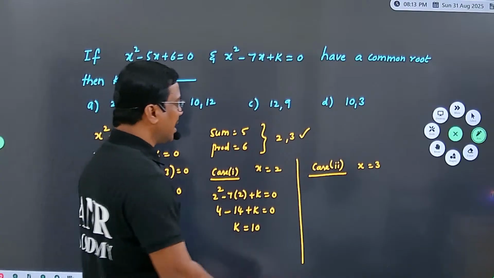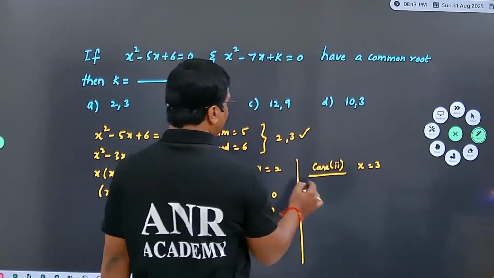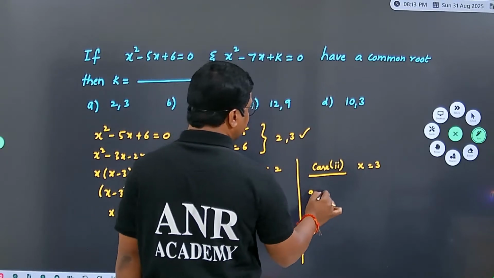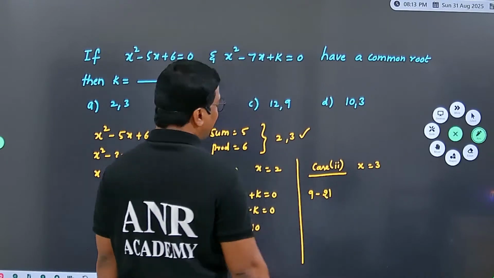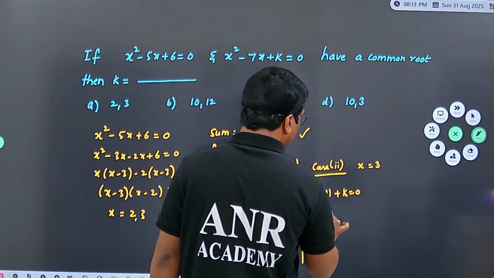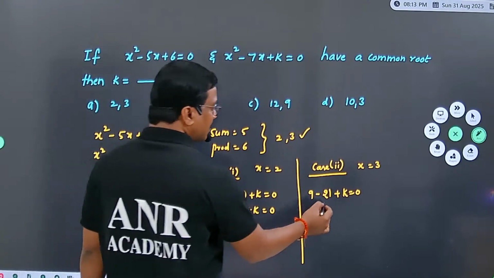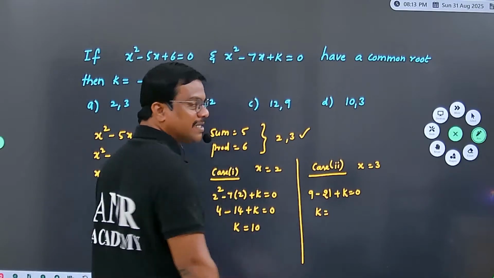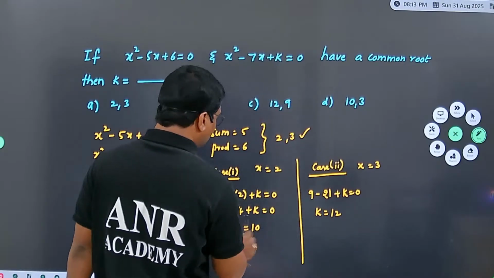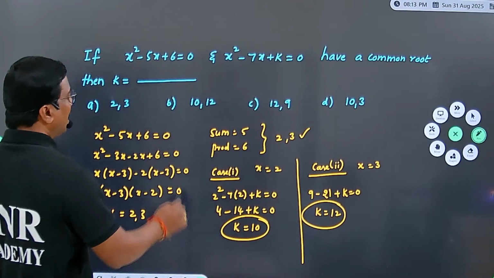Next, case 2. If you write x value 3, 3 square becomes 9. Next, 7 into 3, 21 plus k equals 0. Therefore, the value of k equals 21 minus 9, that is 12. Therefore, the solutions here are 10 comma 12. Option B is the right answer.